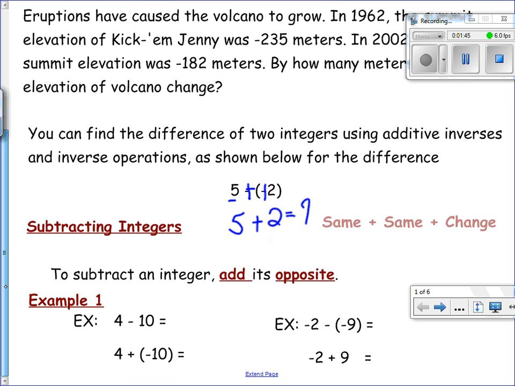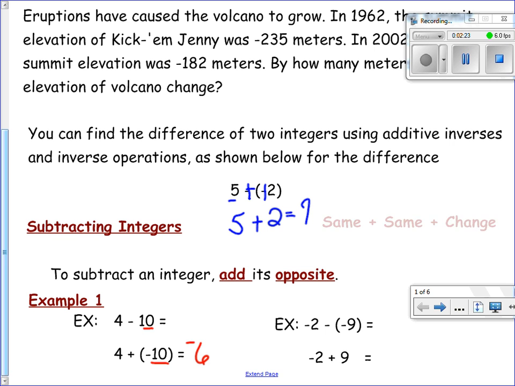So in our example 1, we have 4 minus 10. If we say subtracting integers is the same as adding its opposite, we are going to change the subtraction to a plus and the positive 10 to a negative 10. Now notice they are different signs, so you subtract 10 minus 4, which is 6, and you take the larger sign, which is negative. In our second example, we have negative 2 minus negative 9.